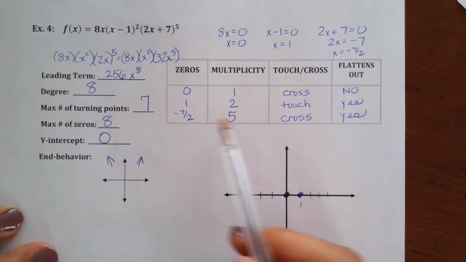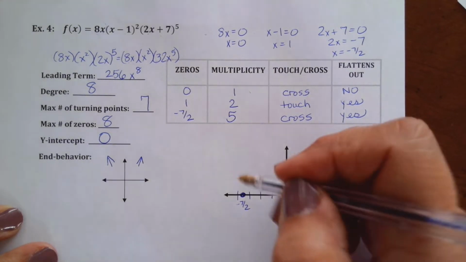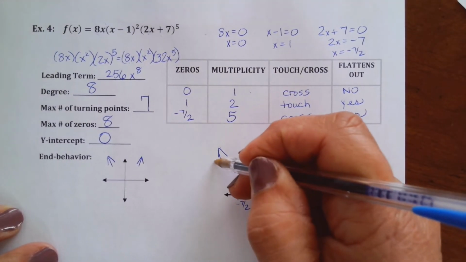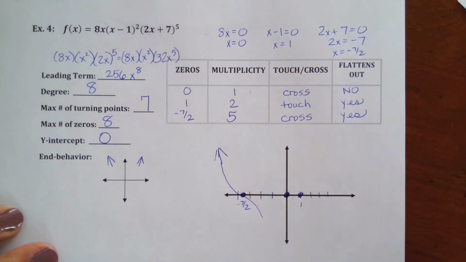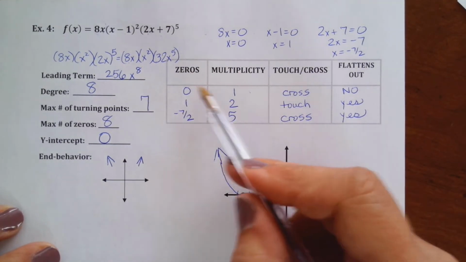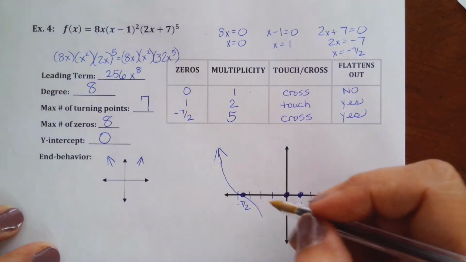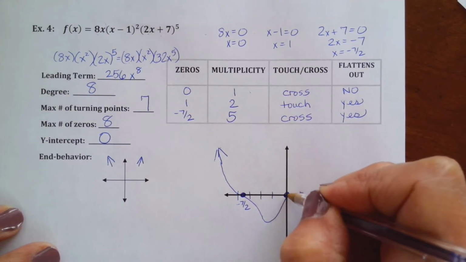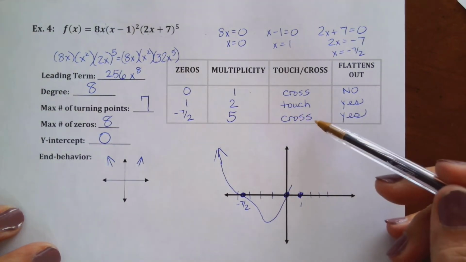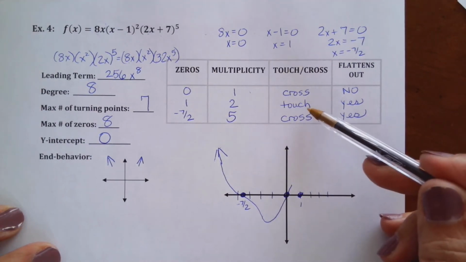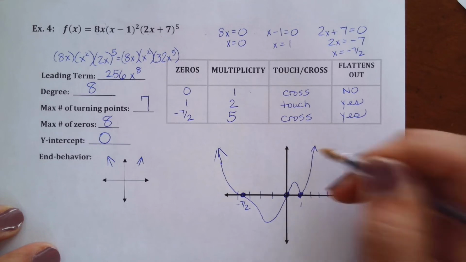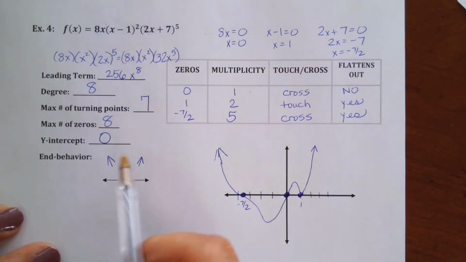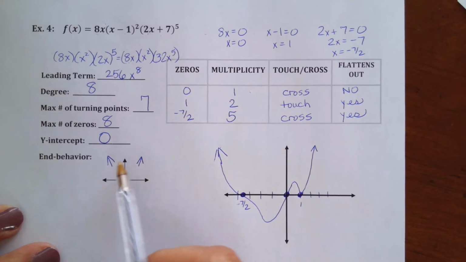Okay? So this one, drawing it, you just got to be a little bit careful. So we're starting up here, on the left side. It's going to kind of flatten out, but still cross. So something like that. Okay, and then I got to turn around and come to 0, and at 0, I'm going to cross. And then I got to turn around again, and this time at 1, I'm going to touch and turn around. Not the prettiest of graphs, but notice the right side is also up. So my end behaviors have to look like that.